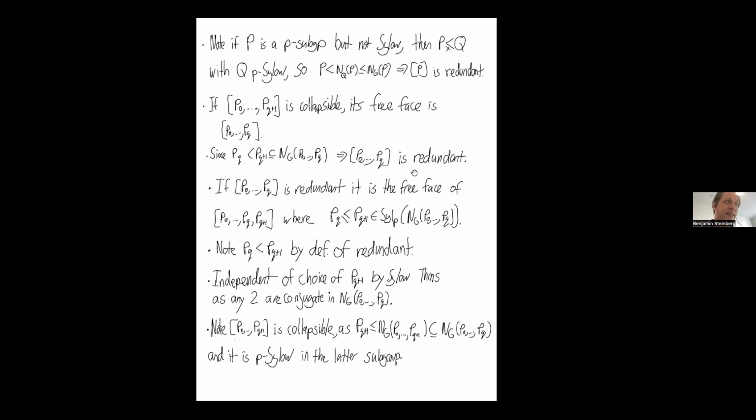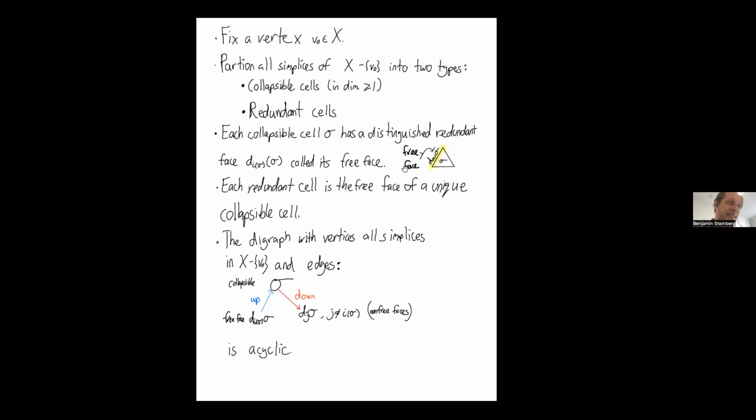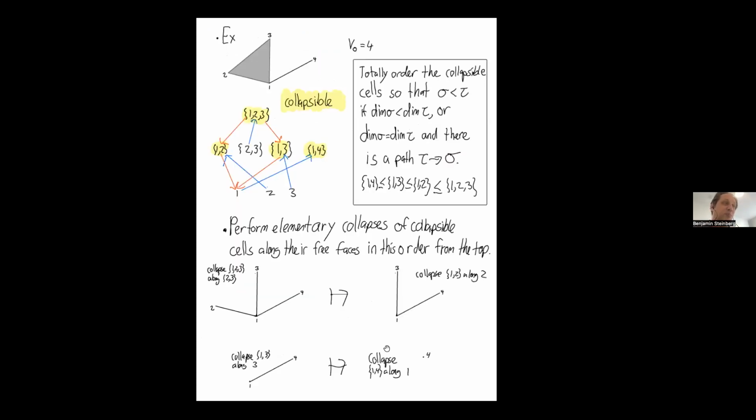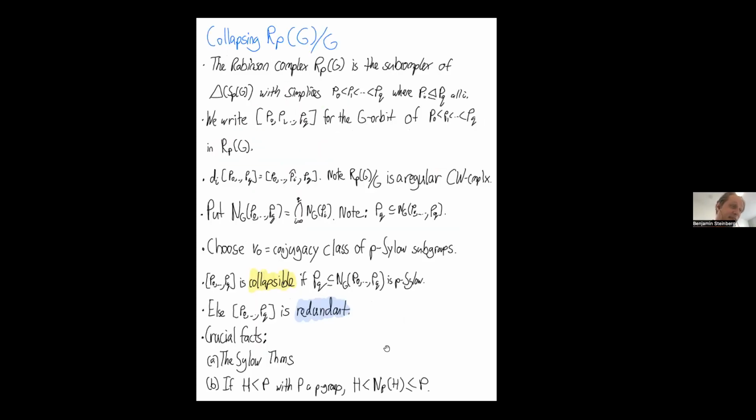What are the properties again? Maybe I'm going to just go back for one second. The properties I need: each collapsible cell has a free face. Each redundant cell is a free face of a unique collapsible cell. And if I build this diagram where I can go up from redundant cells to the guy that they're the free face of, or I can go down from a collapsible cell to any of its non-free faces, I need an acyclic graph. These are the properties I need. And then I can collapse things by choosing some order with the property that big cells are first. And among cells of the same dimension, I get smaller if I'm following directed paths in this acyclic graph.